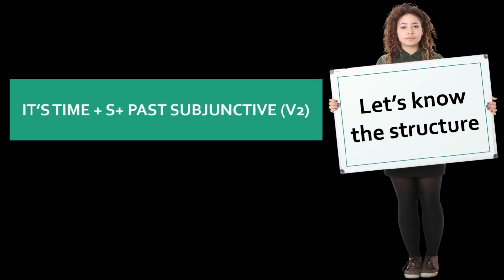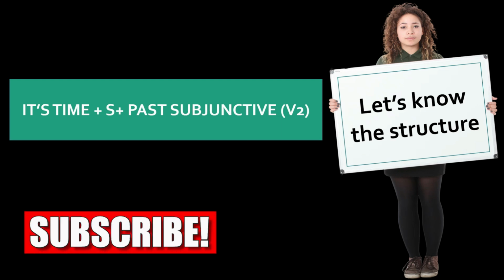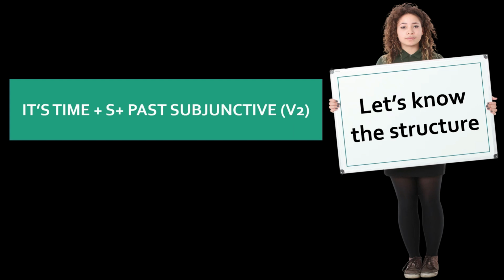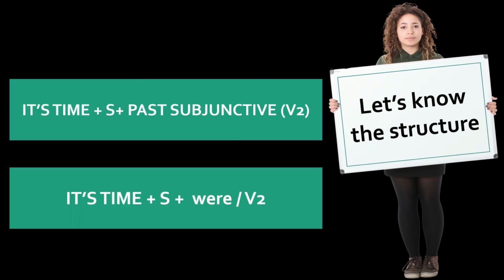First, let's look at the structure. The structure is like this: it's time plus subject plus past subjunctive. That's nothing but a past tense verb. In simple terms, it's time plus subject plus were or verb two. We use "were" when we talk about a state, and when there is an action we use the second form of the action verb. That's it: it's time, subject, past tense verb.